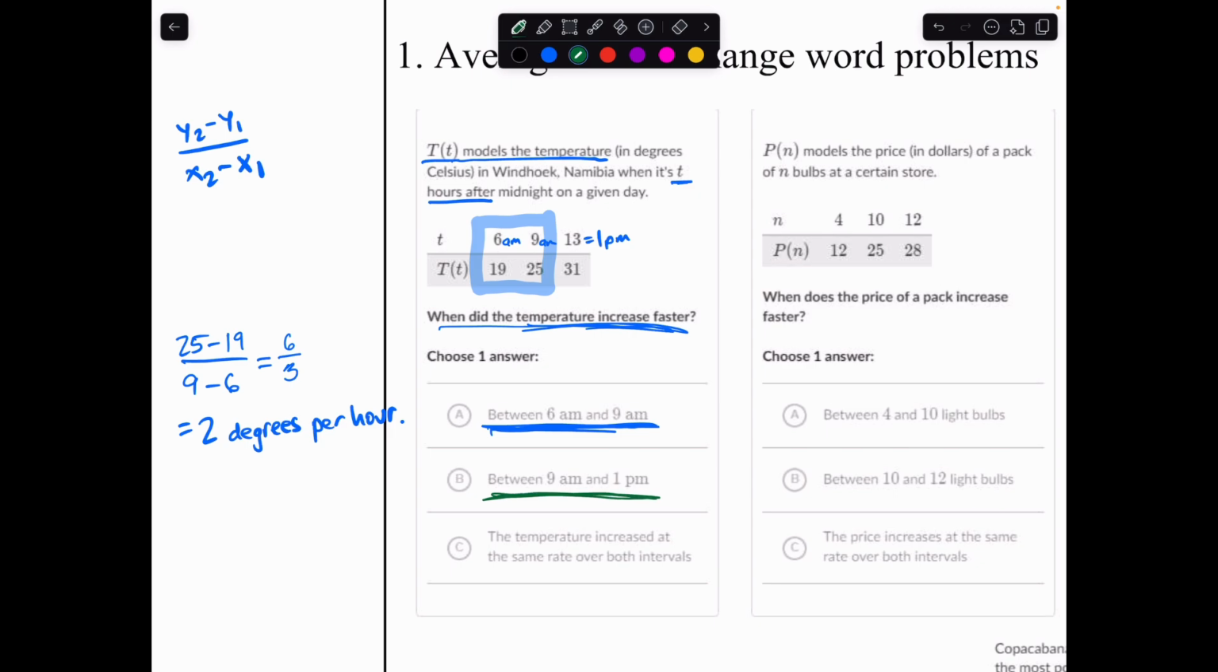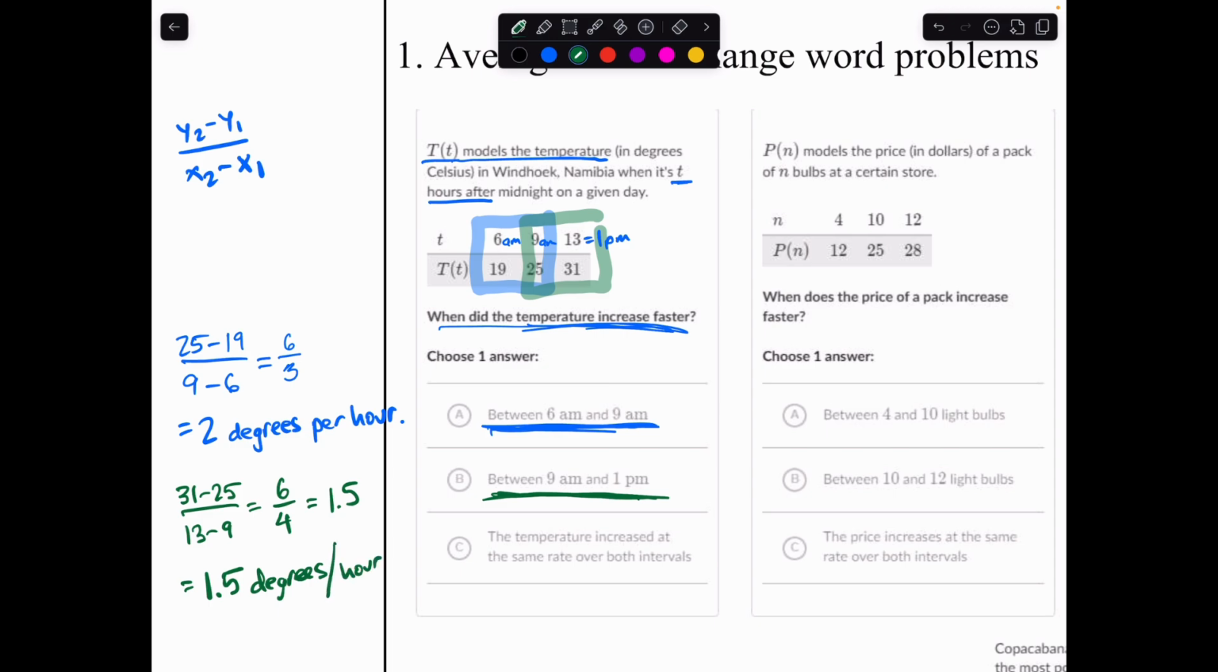Now let's find the average rate of change between 9 a.m. and 1 p.m. That would be these points here. So again, using the slope formula to find the slope of the line between those 2 points, we would have 31 minus 25 all over 13 minus 9. When we subtract, we would get 6 over 4. Wait, that's just 1.5 though, right? So that's 1.5 degrees per hour.